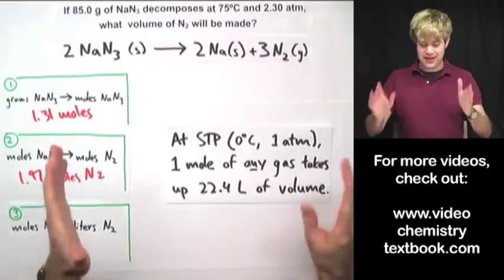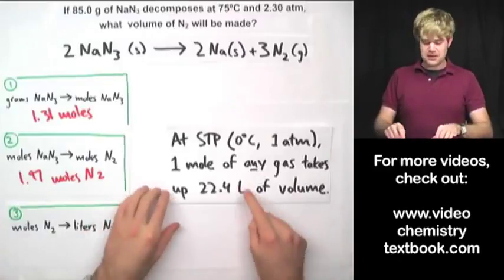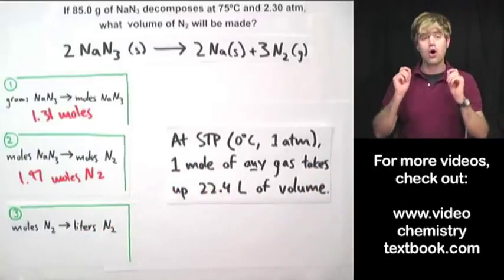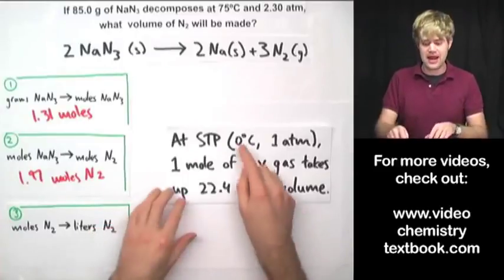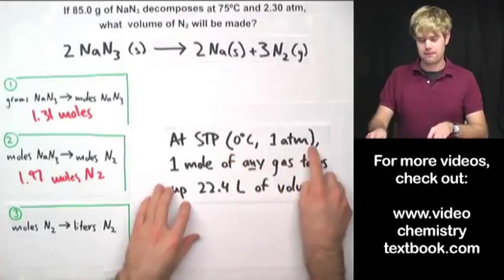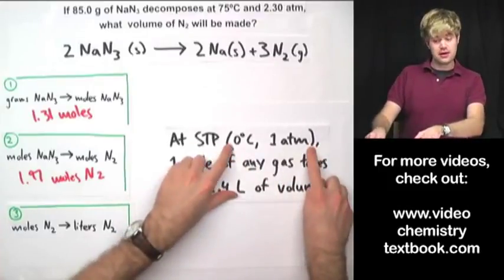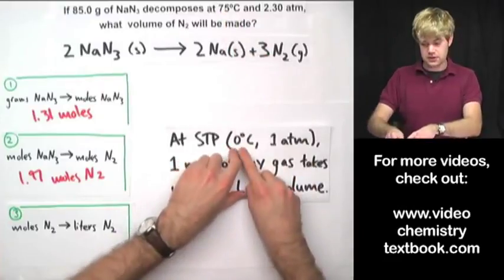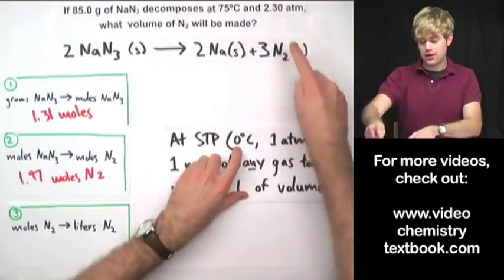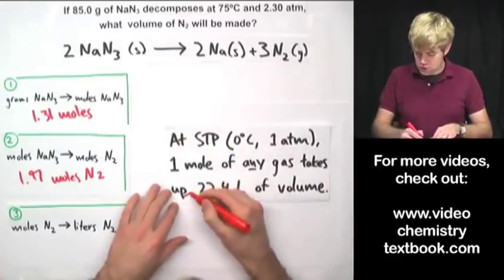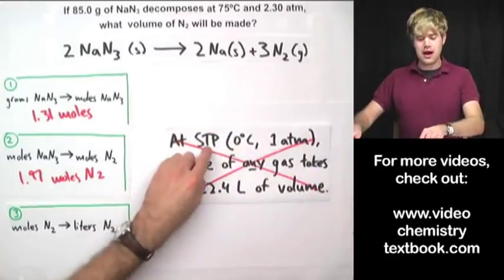No, we can't do that. Why? Because 1 mole of a gas takes up 22.4 liters only at STP, which is 0 degrees Celsius and 1 ATM. Am I at STP here? No. I'm at 65 degrees Celsius, not 0 degrees Celsius, and I'm at 2.3 ATM, not 1 ATM. So I cannot use this rule because I'm not at STP.